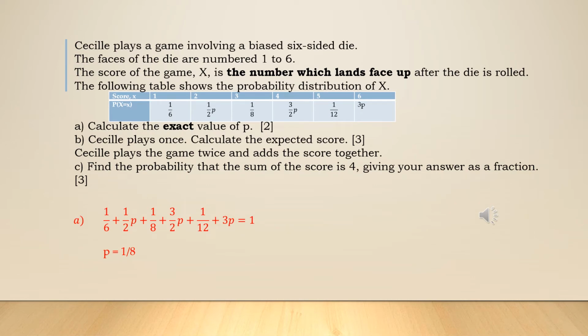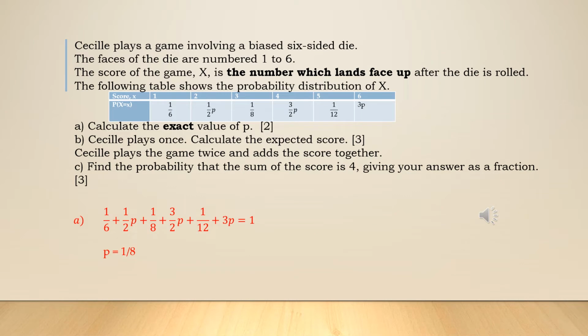In problem number 2, Cecile plays a game involving a biased 6-sided die. The faces of the die are numbered 1 to 6. The score of the game, x, is the number which lands face up after the die is rolled. The following table shows the probability distribution of x. Now we are asked to find the exact value of p. The exact value of p will come from the sum of all the probabilities, which is equal to 1.